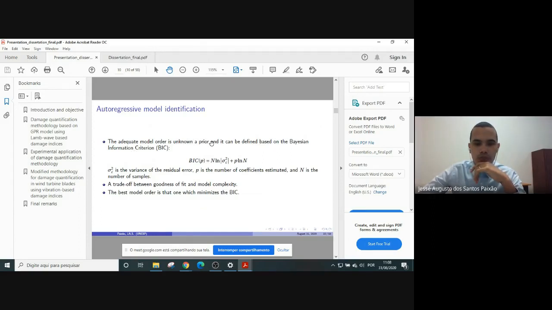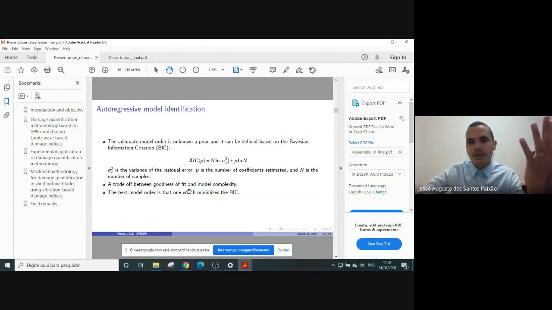But for example, when we applied the Akaike information criterion, we noted that this criterion did not present a convergence. Then it was really hard to define a model order using Akaike. Then we decided to apply the Bayesian information criterion, which is defined here, which presented a better convergence for a unique value of the model order.